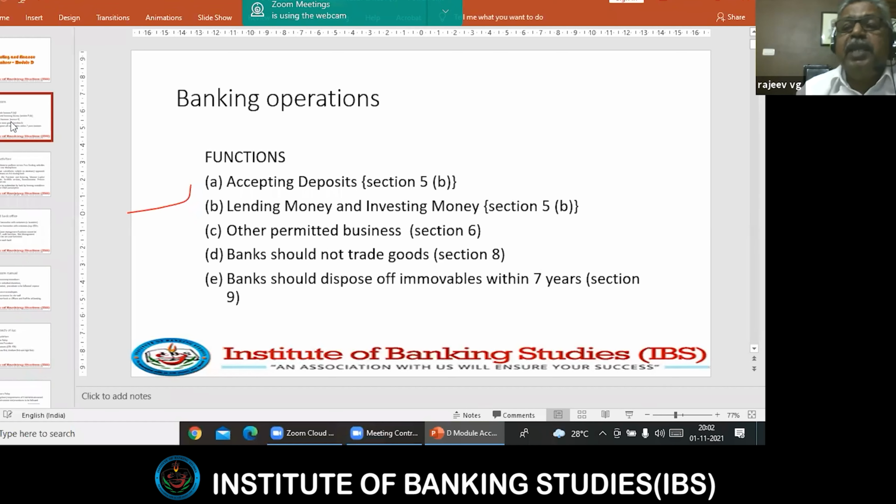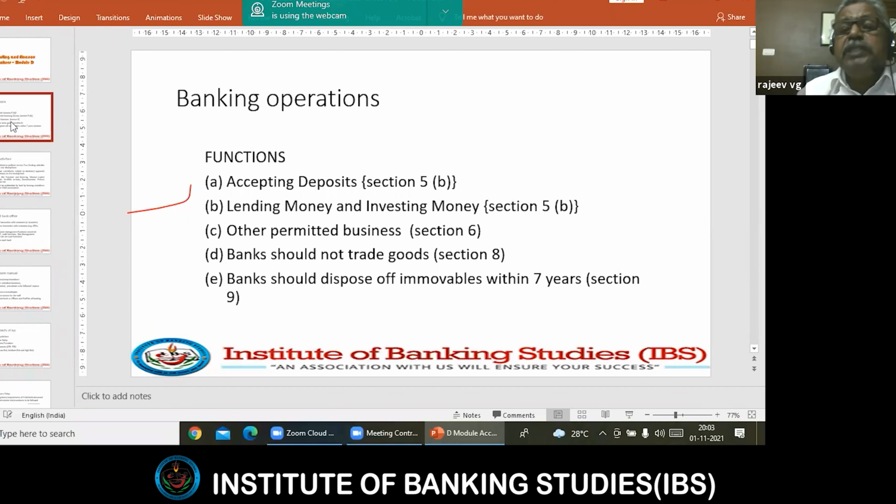Section 6 permits these, and Section 8 of the Banking Regulation Act says that the bank should not trade in goods, unless otherwise for the realization of securities that have been given to the bank. Other than that, trading in goods by the banks is not permitted, and this prohibition is spelt out in the Banking Regulation Act, Section 8.